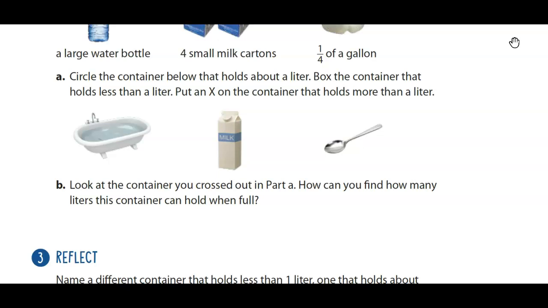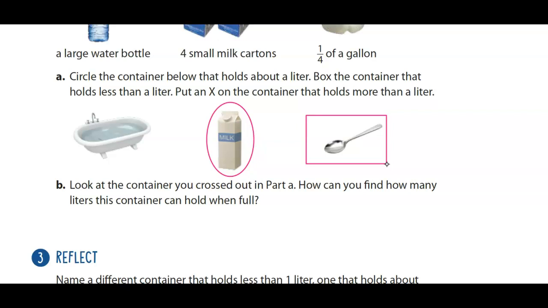The milk carton. And I need to put what shape? Boom! Look at that perfect oval, circle, whatever. Then it says I need to put a box around the container that holds less than a liter. Which would that be? The tub or the spoon? The spoon. Boom! Look at that. Perfect square, rectangle, whatever. That's a box.